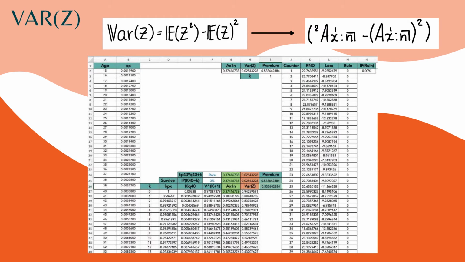Then we calculate the variance of the random variable Z, and for that let us remind ourselves that the variance of Z is equal to the expected value of Z squared minus the square of the expected value of Z, which in other words is the next formula that represents the actuarial formula.